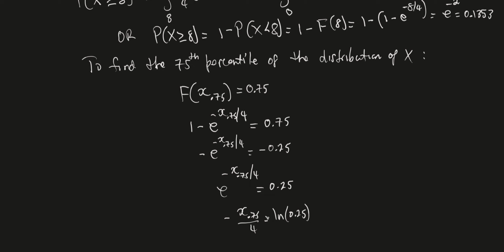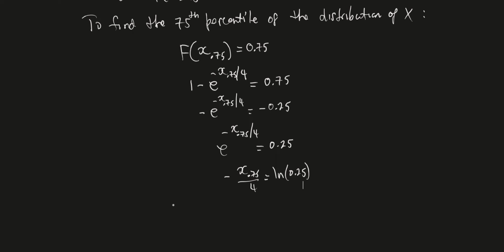We want to make sure that our percentiles lie within our sample space. And the sample space for the exponential distribution, just like the gamma distribution, is all non-negative real numbers. So our 75th percentile is equal to negative 4 times the natural log of 0.25, and that is approximately 5.5452.